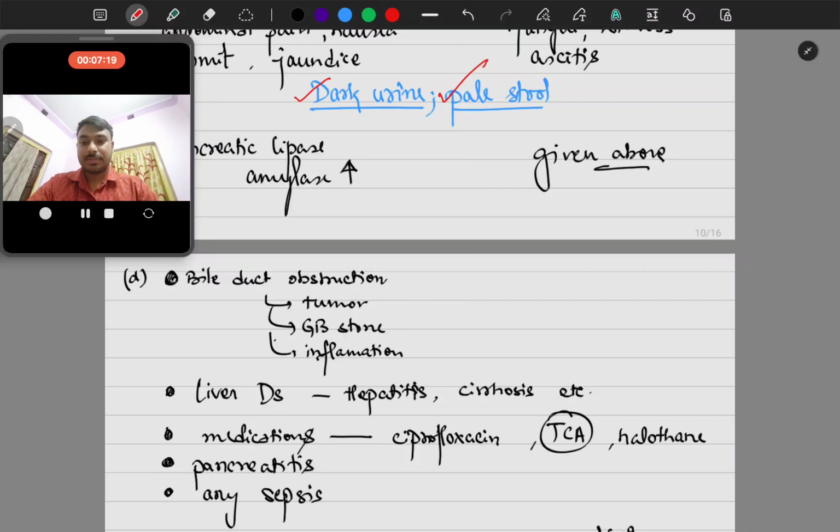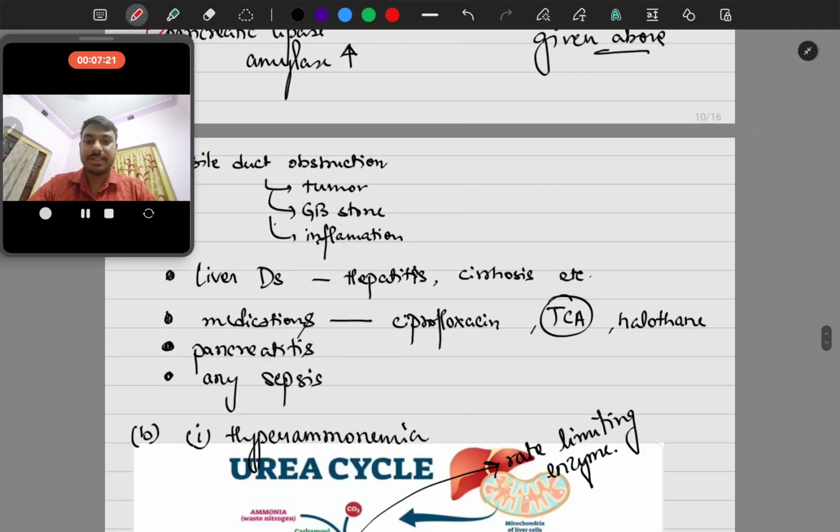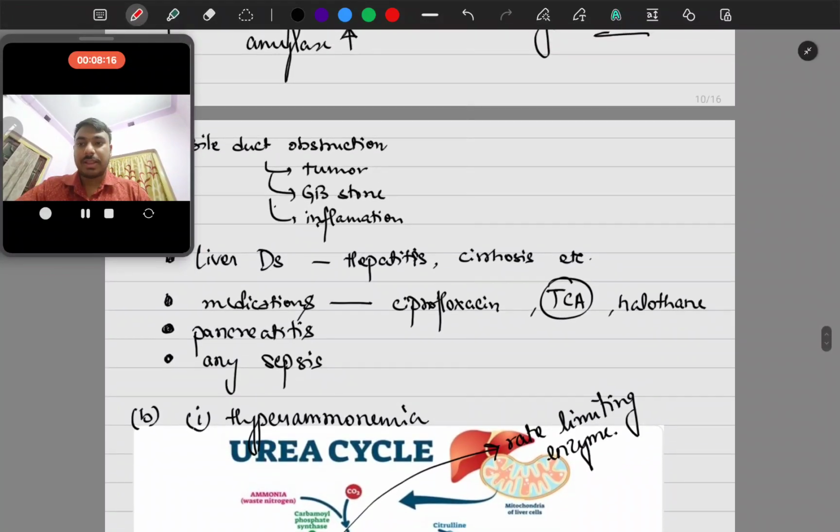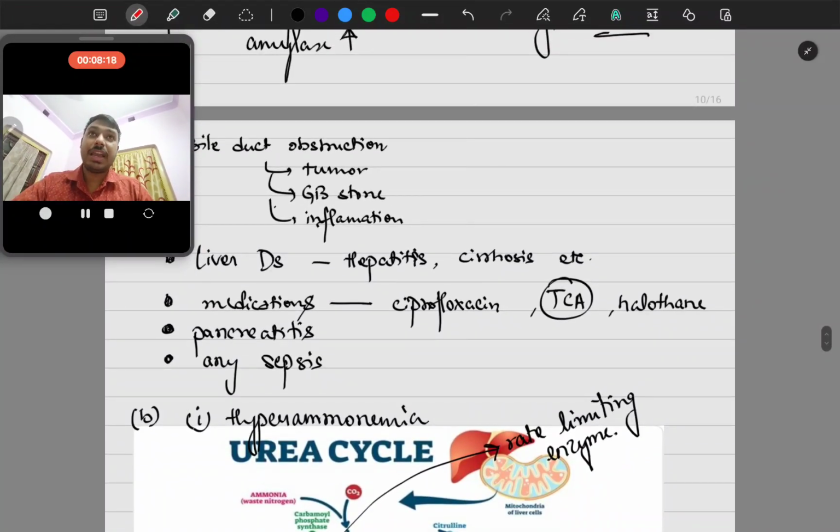The other points include liver disease. There can be hepatitis, cirrhosis, etc. In cirrhosis, there will be formation of scar tissue and fibrosis, which will obviously obstruct the hepatic duct. And there are some medications like ciprofloxacin, TCA, tricyclic antidepressants. The tricyclic antidepressants act as antidepressing medicine, and halothane. Okay. And other points include pancreatitis or any kind of sepsis.